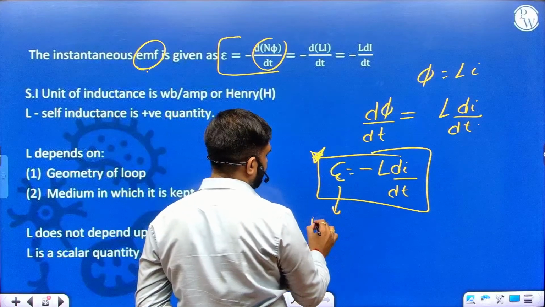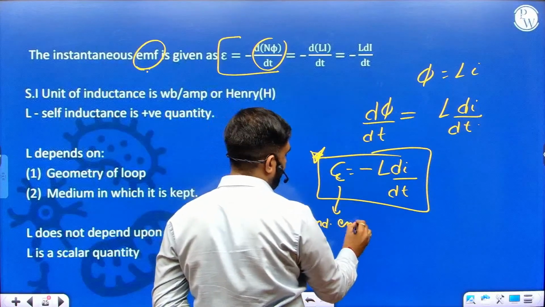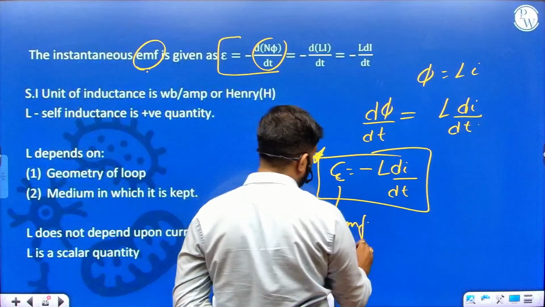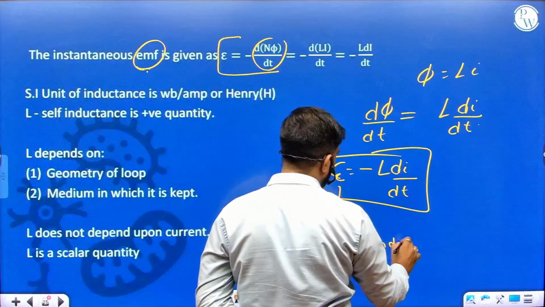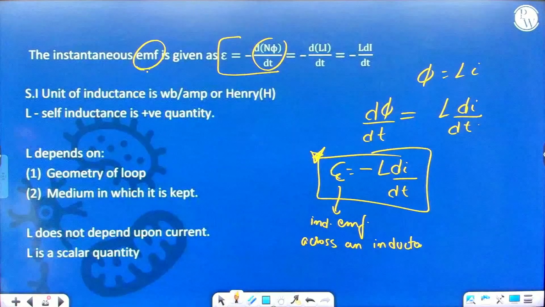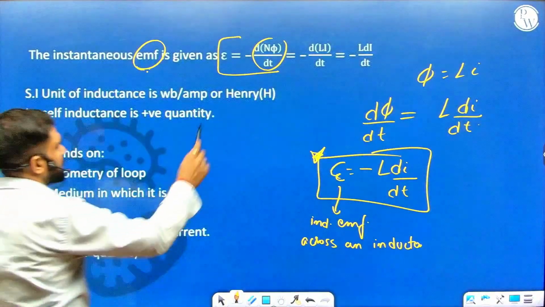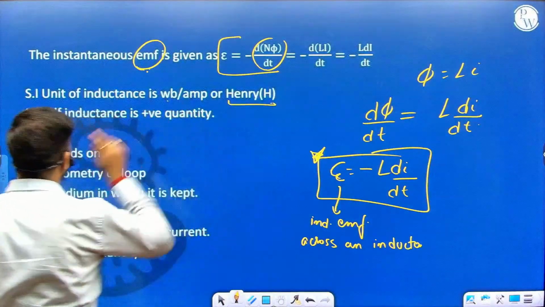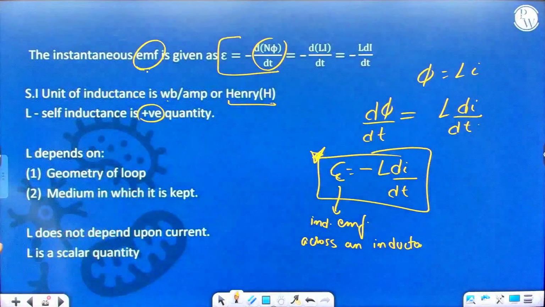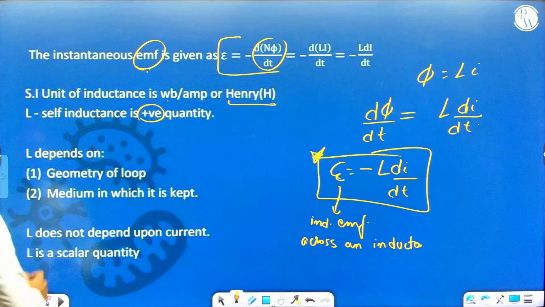Induced EMF across an inductor whose inductance is L. Self-inductance, the unit is Henry or Weber per ampere. Self-inductance is a positive value. It's just a value, just like resistance is usually positive.